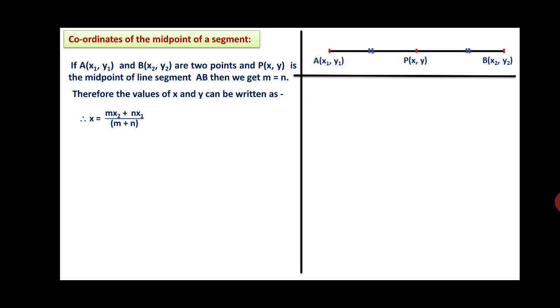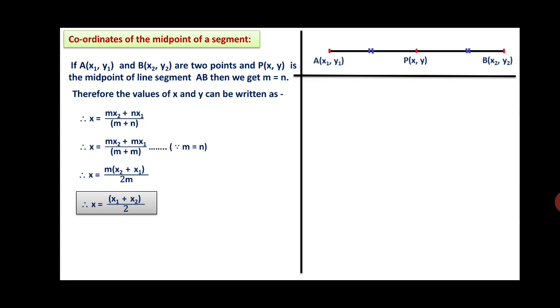Now here m is equal to n, therefore x is equal to (mx2 + mx1) divided by (m + m). Then n is replaced by m, since m is equal to n. Therefore x is equal to m, taken out at the numerator, (x2 + x1) in the bracket, divided by m plus m. That is twice m, and m gets cancelled, and what is left is x equal to (x1 + x2) divided by 2. This is the x coordinate of point P.